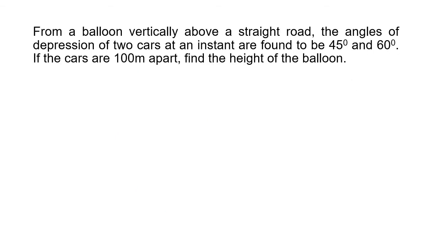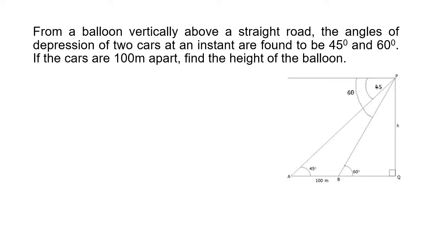From a balloon vertically above a straight road, the angles of depression of two cars at an instant. There are two cars at a particular time. The angles of depression are found to be 45 degree and 60 degree. If the cars are 100 meter apart, find the height of the balloon. Now this sum is like the sums we have done previously, only the language is changing. So there is nothing new in this type of sum.